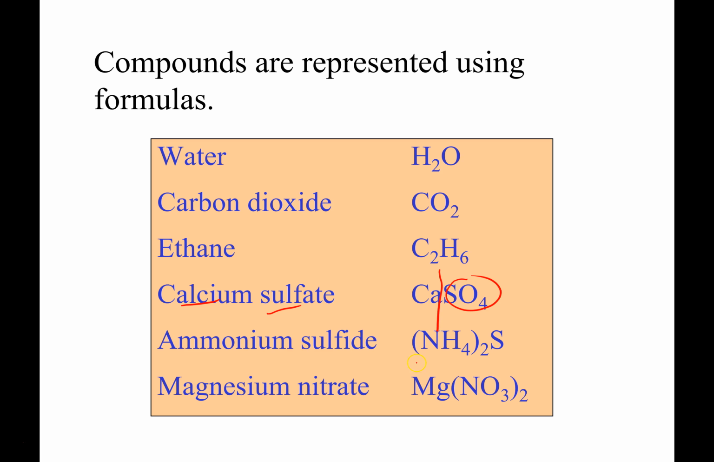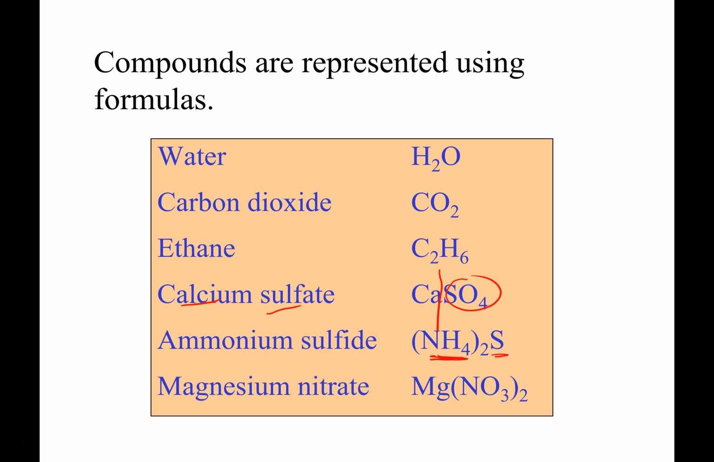Ammonium sulfide. This is ammonium, and the S here is not sulfite, actually, it's sulfide. We'll get into it, but this is actually an exception to this rule over here. This is an ionic compound. Magnesium NO3 is nitrate, magnesium nitrate. Is that ionic or molecular? It is ionic. Why is that? Because the magnesium is a metal, yep, exactly.